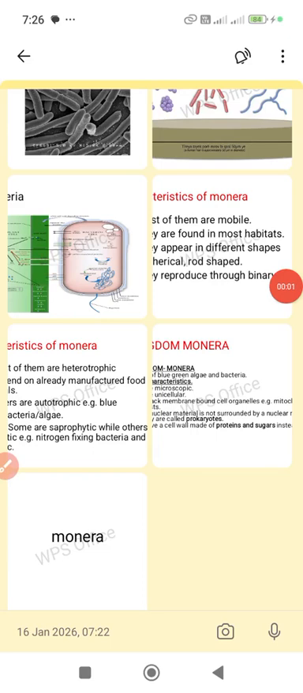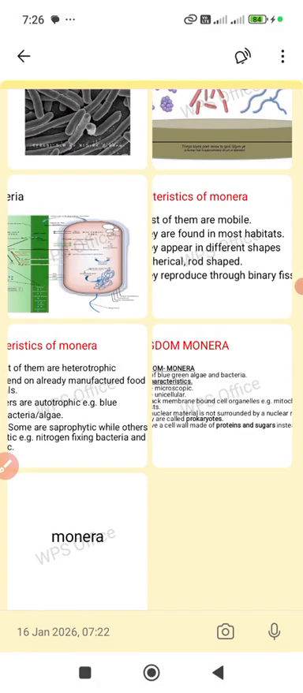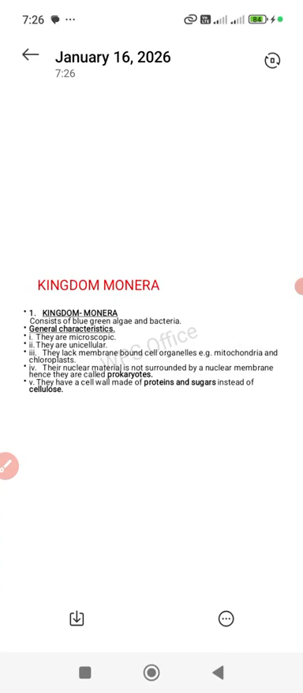Kingdom Monera. Today we are learning about Kingdom Monera, which includes bacteria and blue-green algae. So we want to see the general characteristics of Kingdom Monera.